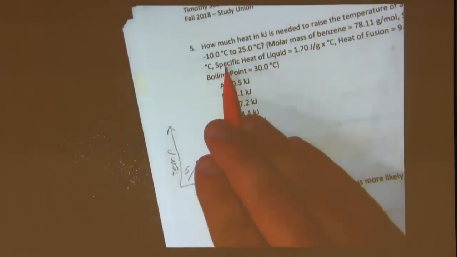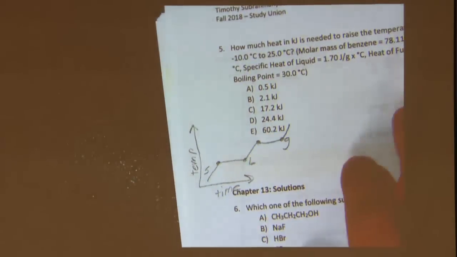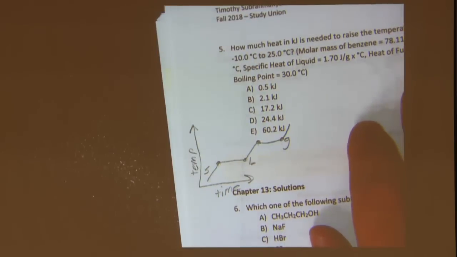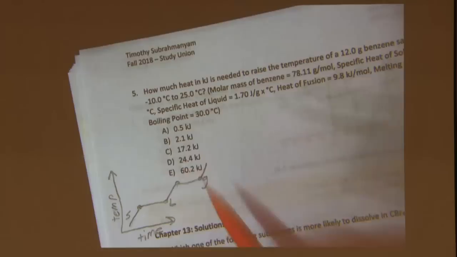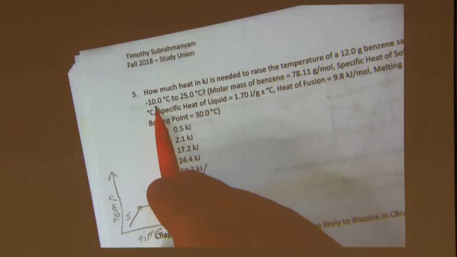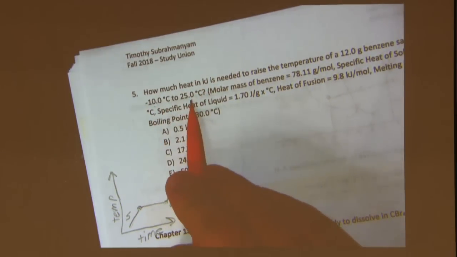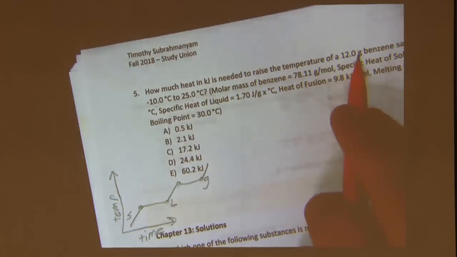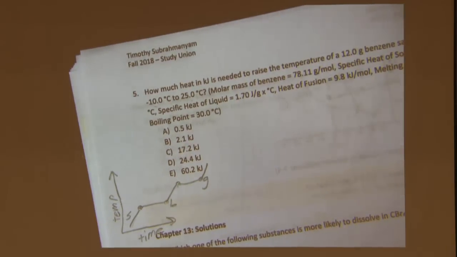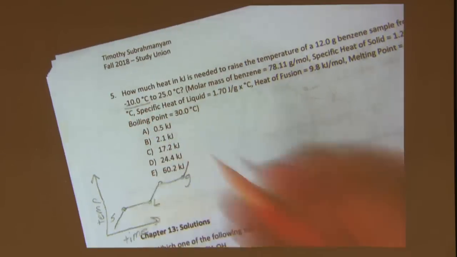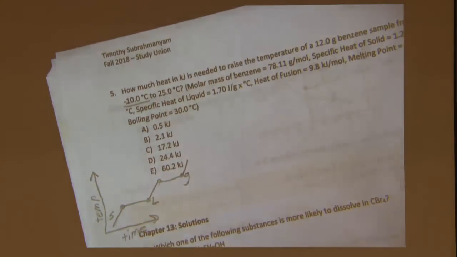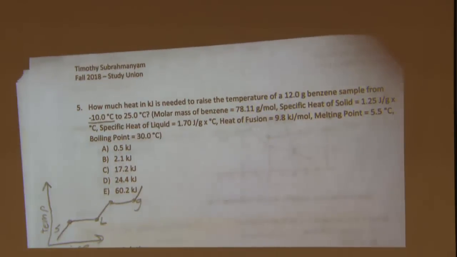And so what we need to do for this problem is figure out what phase benzene is starting at. Here we're at negative 10 degrees Celsius going up to 25 degrees Celsius. So we need to figure out what is the phase that benzene is starting at. Does anybody know, at negative 10 degrees Celsius, what phase is benzene in? Why solid?